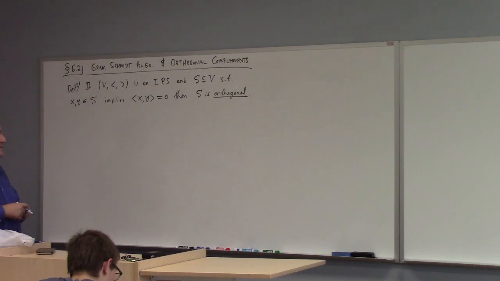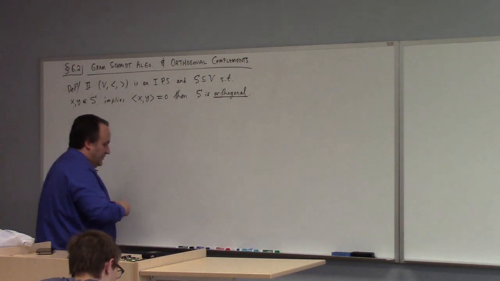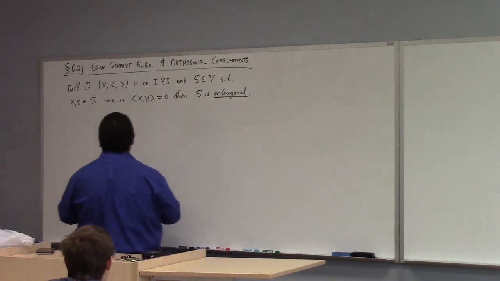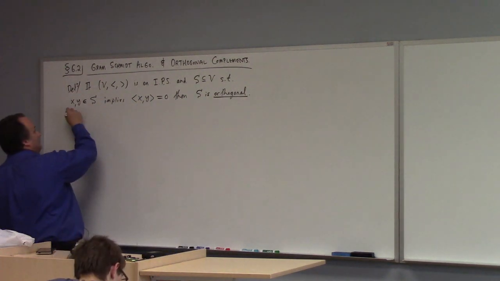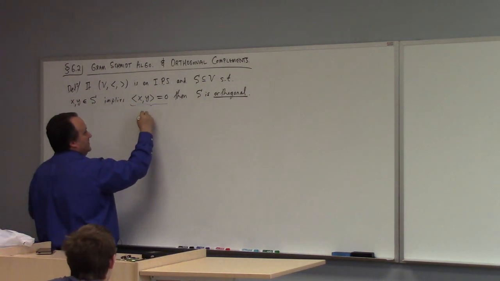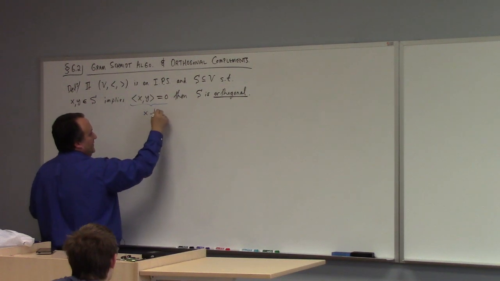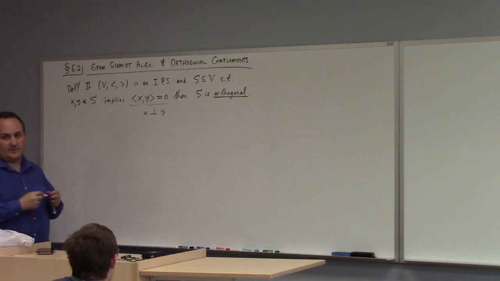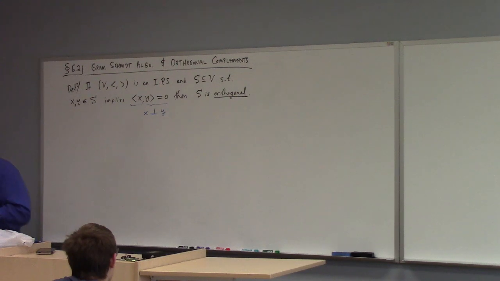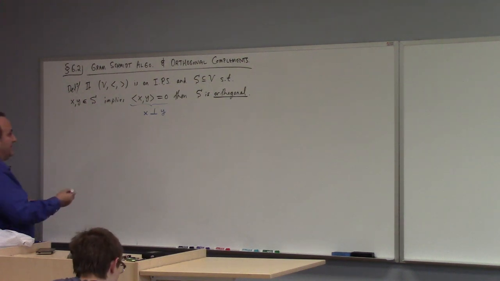All right. S is orthogonal. And in this situation, we could also use the language, and we will use the language as it's convenient to us, that we can also read this as x is perpendicular to y. Another way to say this is an orthogonal set is a set where every pair of vectors is orthogonal. All right. What's a unit vector?